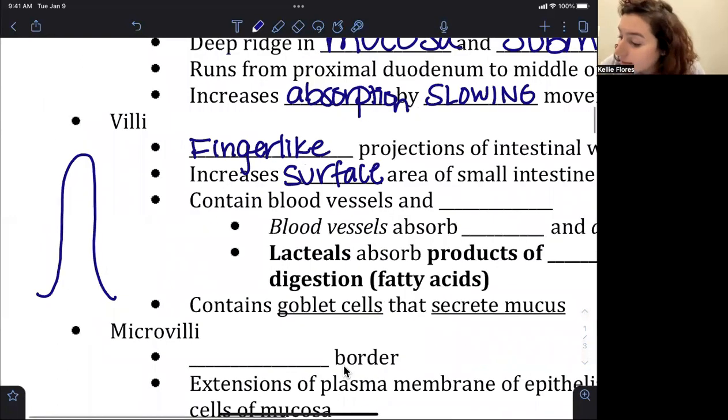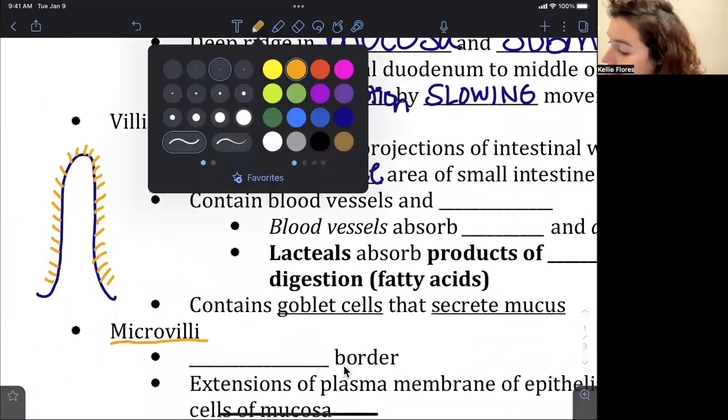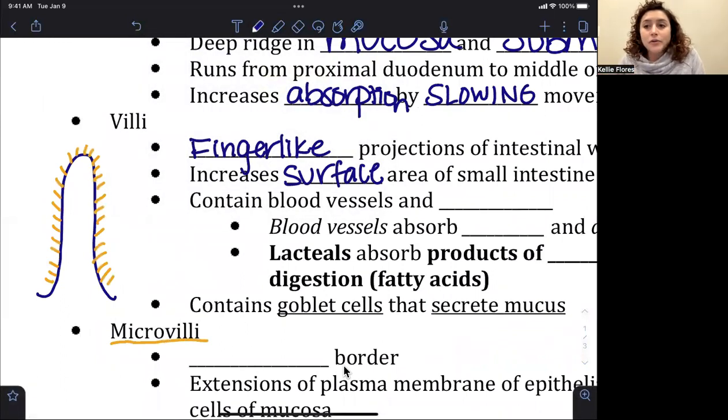Each one of those has little projections on them called microvilli. So the microvilli are in orange and the blue thing is the villi. What I'm trying to tell you is that we are increasing surface area by essentially taking the surface and making it so that there's more surface area to volume. So we're increasing surface area to volume ratio. That's what we're doing here. And we want to do this so that we increase our absorption amount.